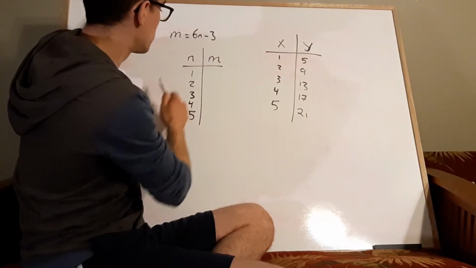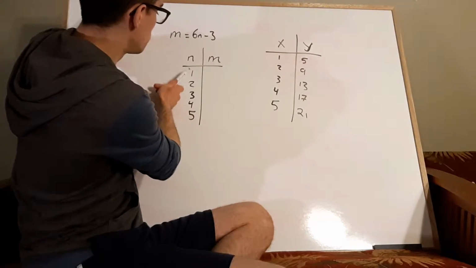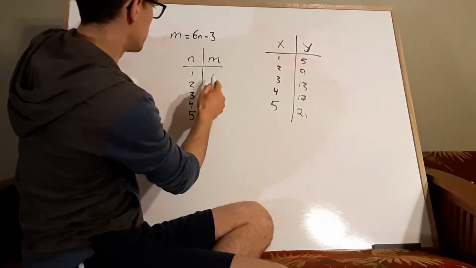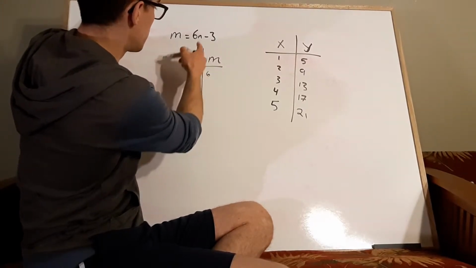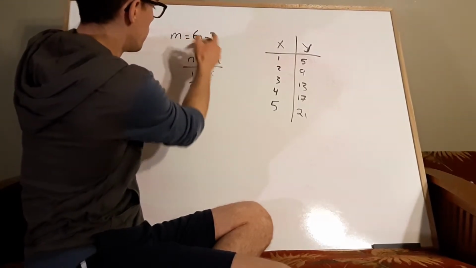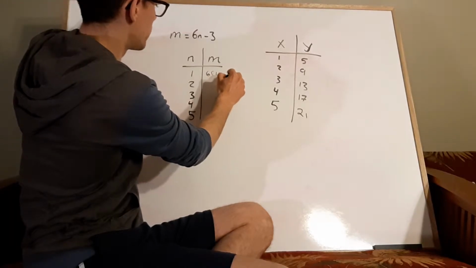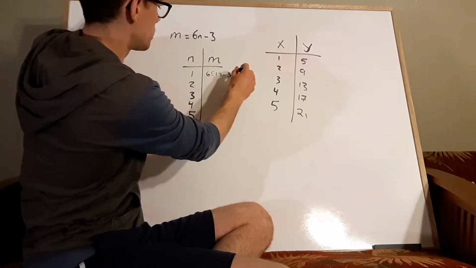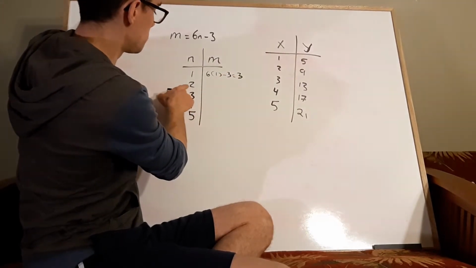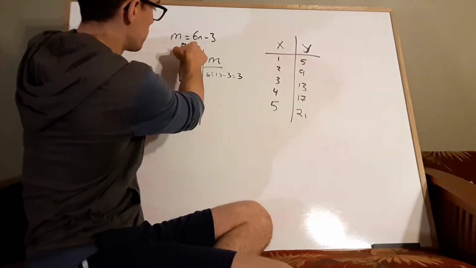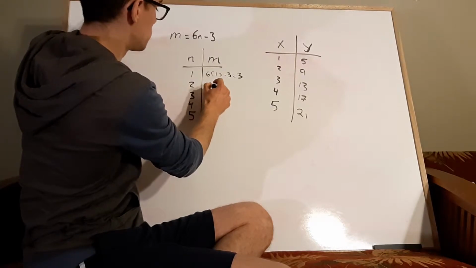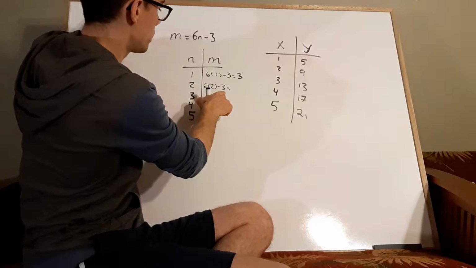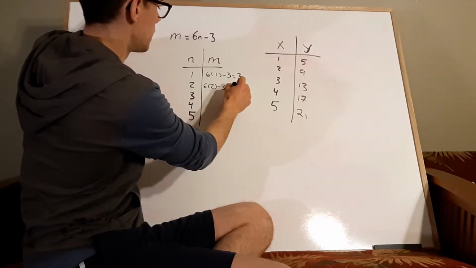So if I substitute 1 into n right there, then that's going to give me 6 times 1, take away 3. That's 6 minus 3, that's just going to be 3. If I substitute 2 into this equation, 6 times 2, take away 3, that's going to be 12, take away 3, so that will be 9.